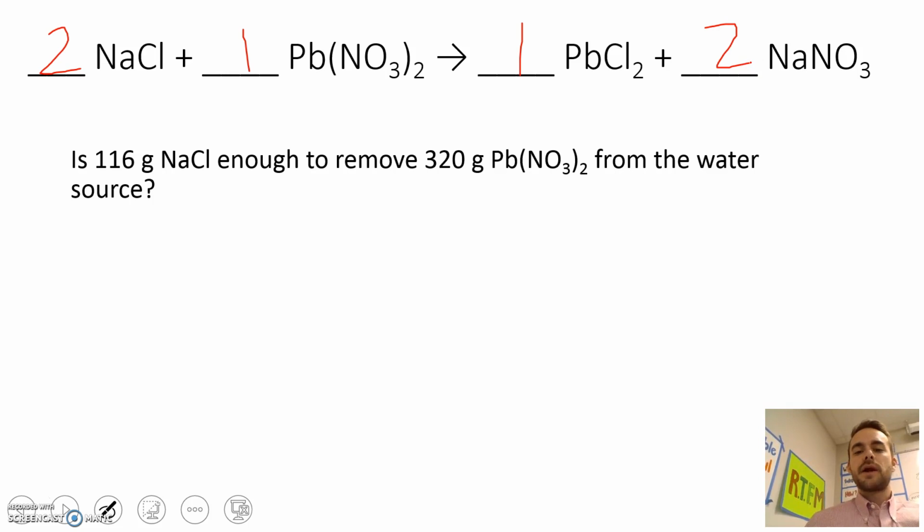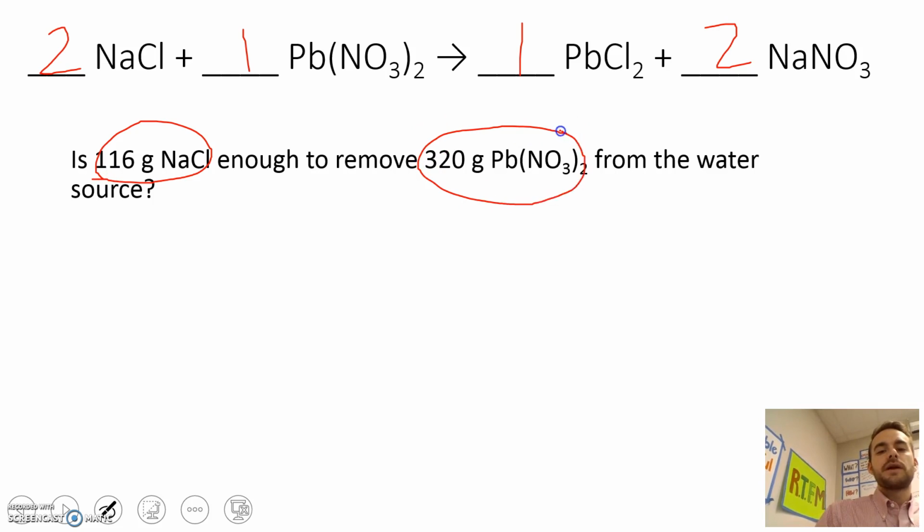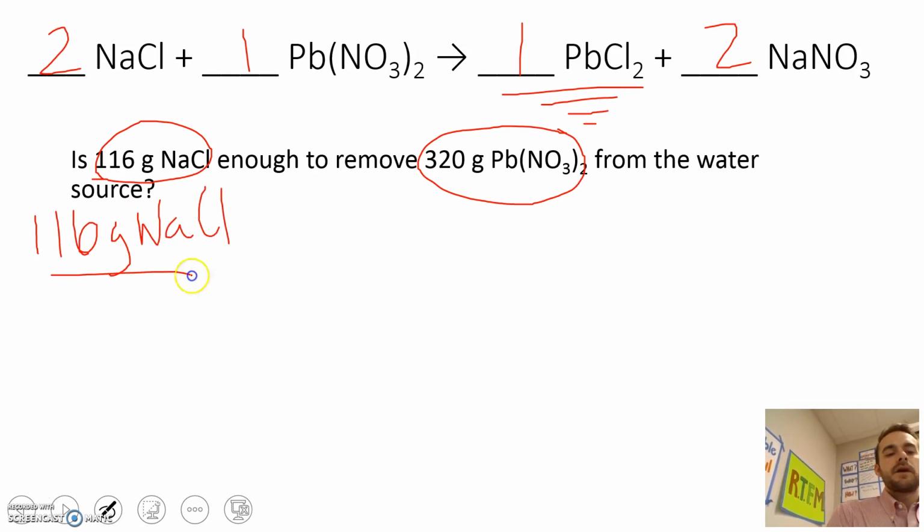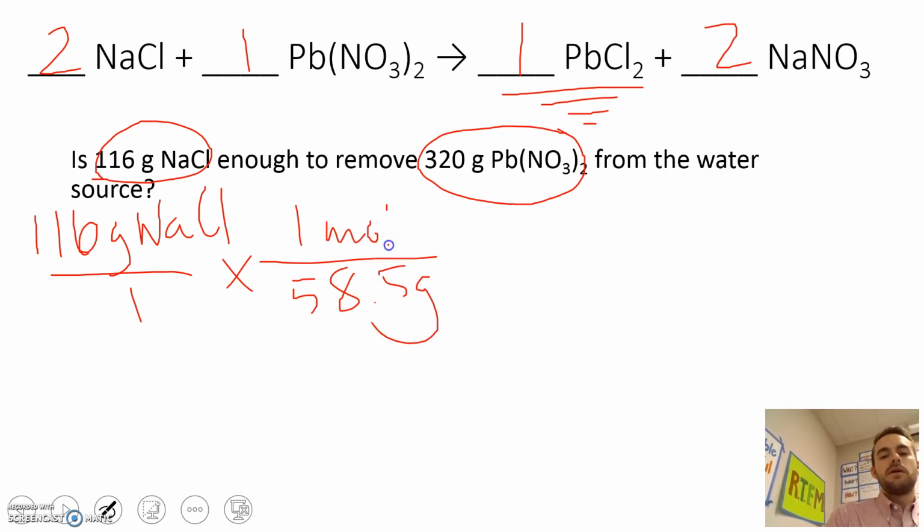Okay, so if we're going to do a precipitation reaction to remove some lead from water, you could use NaCl to do that. So let's see how that works. If you take 116 grams of NaCl to try and remove 320 grams of lead nitrate, would that be sufficient to remove it? Well, what you're going to do is convert both of them into this product. This would be the solid product formed. I'm going to start with 116 grams of NaCl. I put that over 1. I'm going to divide by the molar mass, 58.5 grams for every 1 mole of NaCl. And actually I'm going to show this as one complete problem to convert to product.